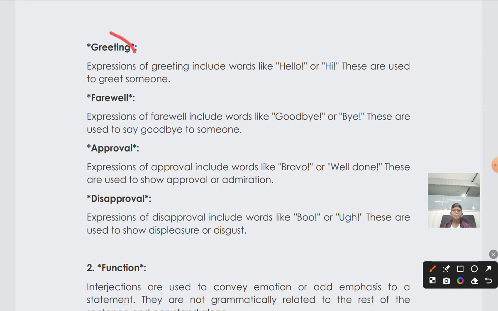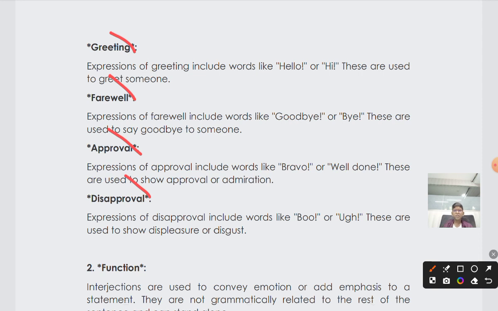So, farewell. Expressions of farewell include words like goodbye, bye, we'll meet soon. These are used to say goodbye to someone. So let's take an example. Bye dad, I'm going to be back in 2 days. That's all. So next comes the approval. Expressions of approval include words like bravo, or well done, you got a gold medal. These are used to show approval or admiration.